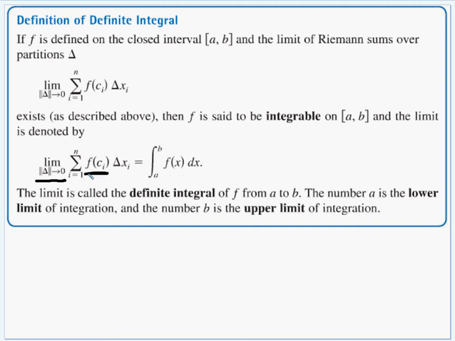Here is our function f of c sub i. We're just replacing that with f of x. Delta x and dx are interchangeable, and this limit of a summation is replaced with the integral symbol from a to b, a at the bottom, b at the top. The limit is called the definite integral of f from a to b. The number a at the bottom is our lower bound, or the lower limit of integration. The number b at the top is the upper limit of integration.